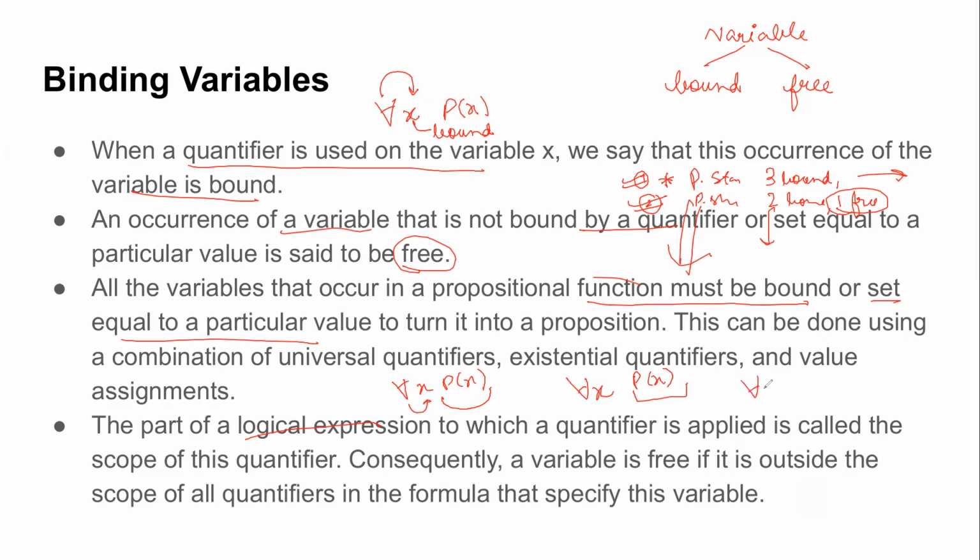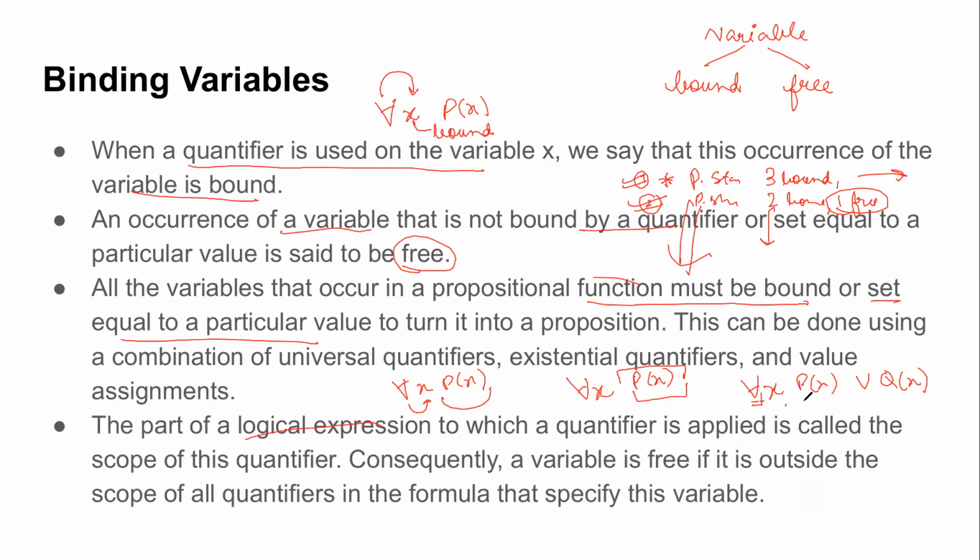Or suppose I have for all x P(x) or Q(x). Can you tell me what the scope of this quantifier for all x is? This will involve two ideas. One is the precedence of operators. Second is the idea of where you apply the quantification. If I have a single P(x), the scope of the quantifier is P(x). Scope means the part of the logical expression to which you apply this quantification.